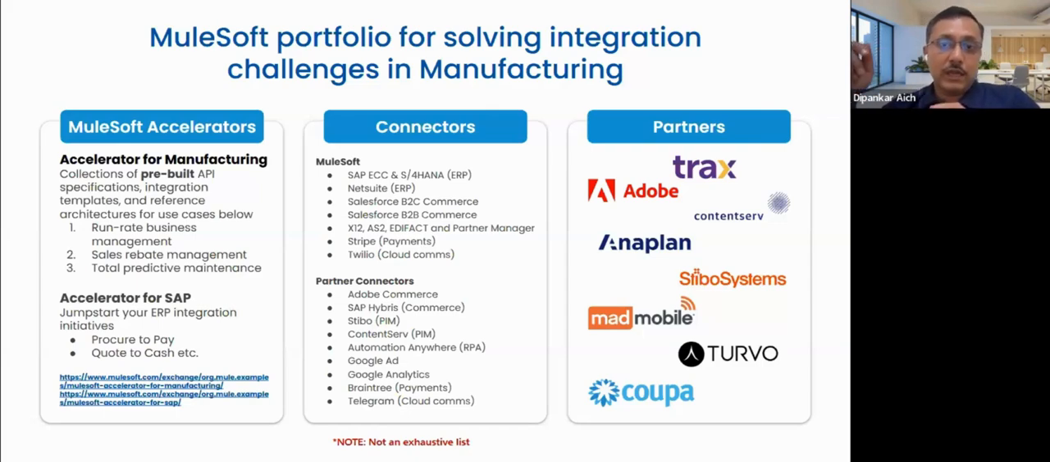When you talk about the key use cases: procure to pay in SAP connector, quote to cash, or even product data synchronization across different systems, B2B integrations with your partners and vendors. These are all ready-made connectors and templates that you get as part of the manufacturing accelerators.